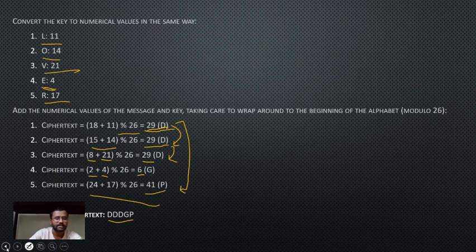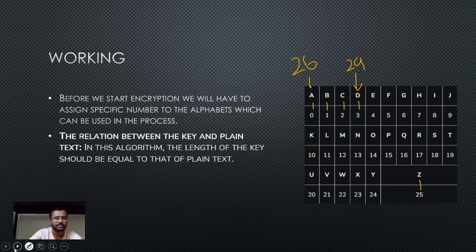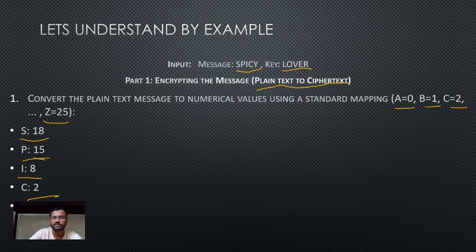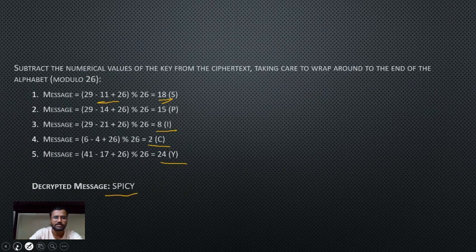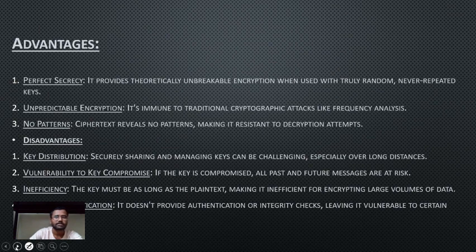You can verify this: we consider the message as SPICY. After encrypting this SPICY, we got the message as DDDGY. After decrypting the DDDGY, we got the same message, SPICY, using the key LOVER. So this is how the encryption and decryption of messages takes place. By this, the message will be highly secure, and it can't be pretended by someone else.